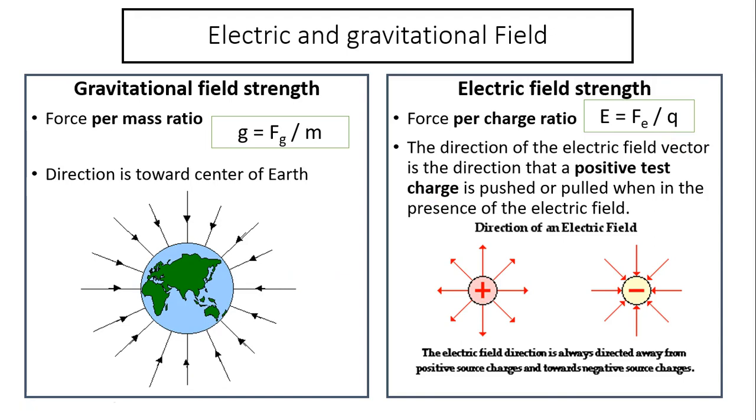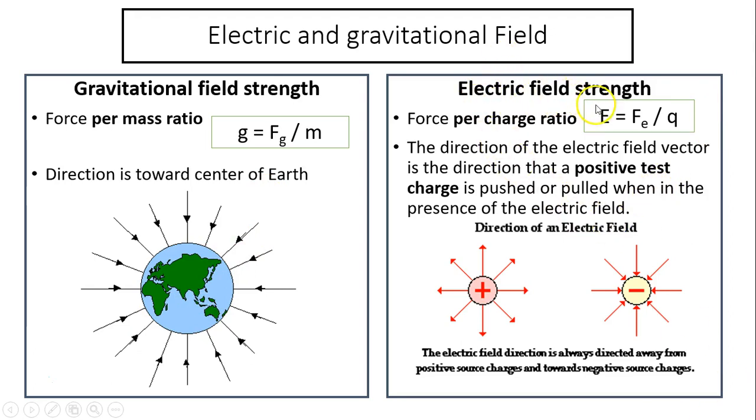Electric and gravitational field. So gravitational field strength, we have learned this before. Gravitational field strength is the force per mass ratio. So g equals Fg over m. So if you use your weight divided by your mass, or I'm using my weight divided by my mass, we should have the same number. On the Earth's surface, g equals 9.81 newtons per kilogram. And if we move away, your weight will be a little less, so g is a little less. As you move away from the Earth, gravitational field strength decreases. The direction of the field is toward Earth.